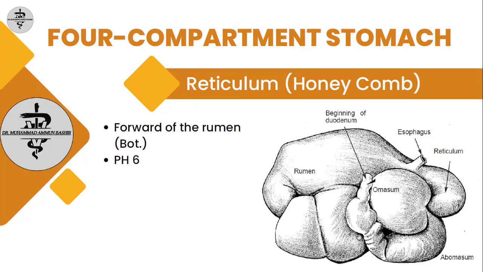Here is the four compartment stomach of the cow. The rumen is situated on the left side of the cow and is 65% of the stomach. The reticulum is the second compartment and lies in front of the rumen, while the omasum and abomasum lie on the right side of the body. The reticulum is also called the honeycomb because its structure resembles a honeycomb. The pH of the reticulum is 6, while the pH of the rumen varies from 5.5 to 6.8.